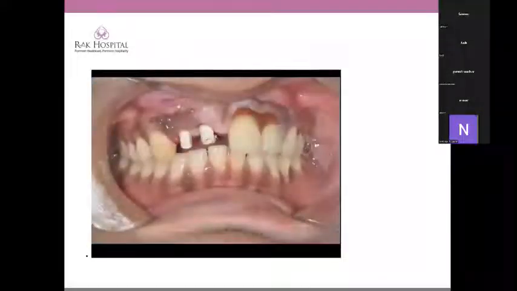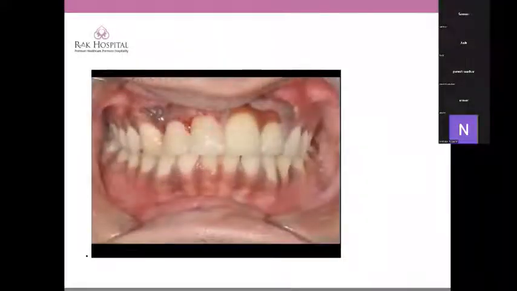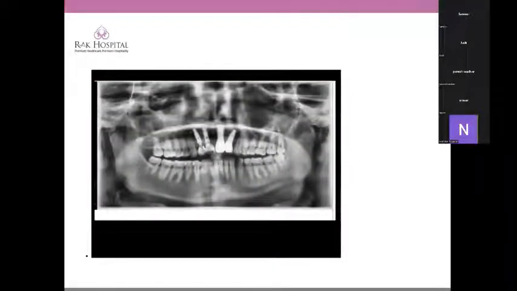Within half an hour, 45 minutes, the patient goes back with temporary teeth in the mouth. So all these things are planned, and all these things can be executed because we know what we are doing before we begin. That's the same patient's X-ray.